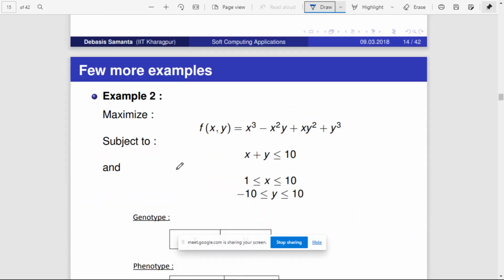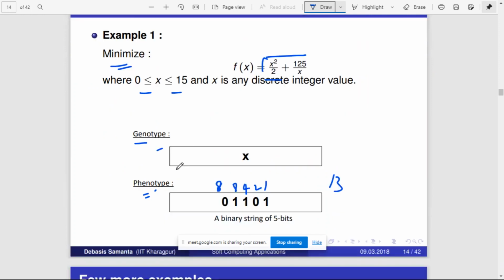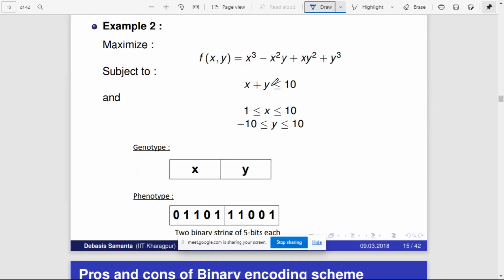Here in this case there is only one variable, but it is not always that the equation should have only one variable. It may have more than one variable also. For example, if you see this equation here, it says maximize this equation. Now you have to identify two values, x and y, such that this function will return a maximum value, right?